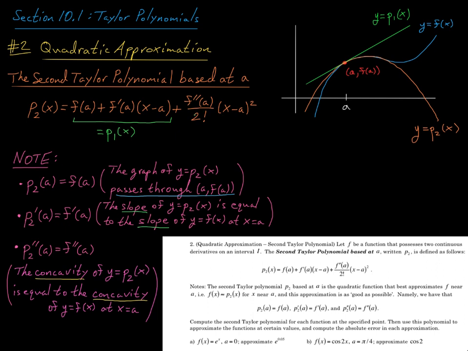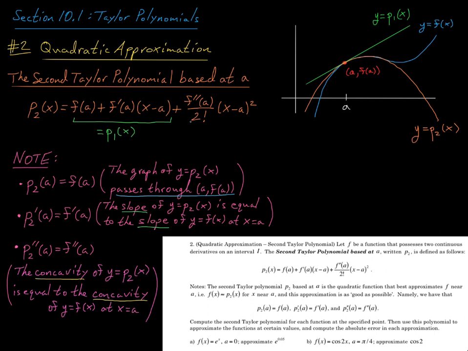And you might wonder, well, first, why am I writing this as 2 factorial? Well, as we'll see when we look at higher order approximations, a nice pattern emerges with these factorial terms down in the denominator. So that's why I'm writing it this way for now.